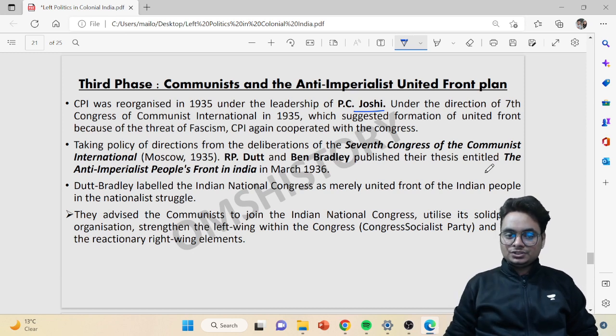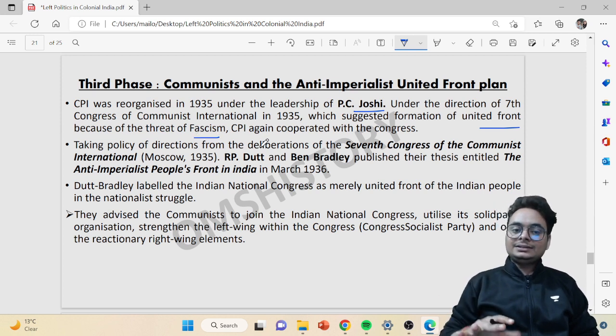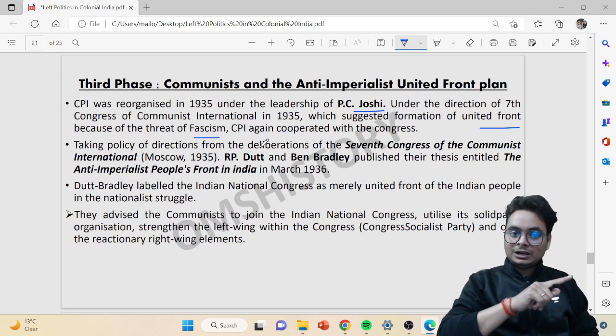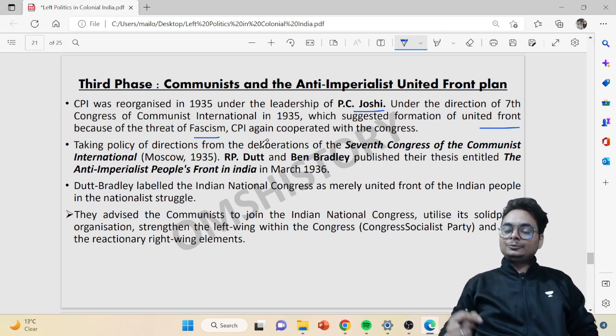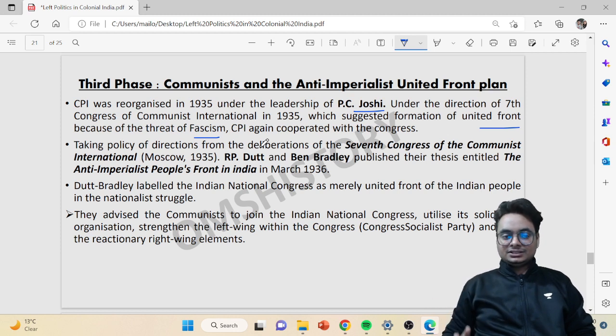7th Congress of Communist International, which happened in 1935, which suggested the formation of a united front because we are having a threat of fascism. The CPI decided to cooperate with the Congress. Once again, the Communist International gave the direction that you should support the Congress, or any parties that are fighting against imperialist forces.